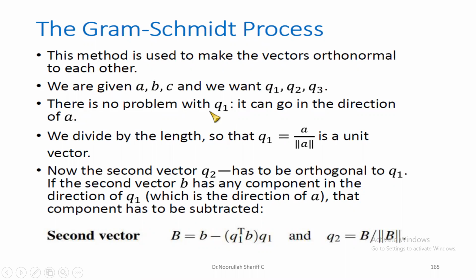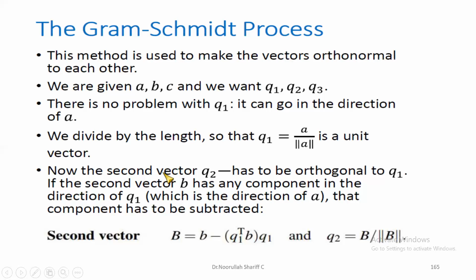So there's no problem with Q1. Q1 can be in the same direction as A, or A can be in the same direction as Q1, right? Q1 can be fixed in the same direction as A because there's no other basis for it. So to make it orthonormal, we divide A by its length, right? So Q1 is equal to A by the length of A. That becomes a unit vector.